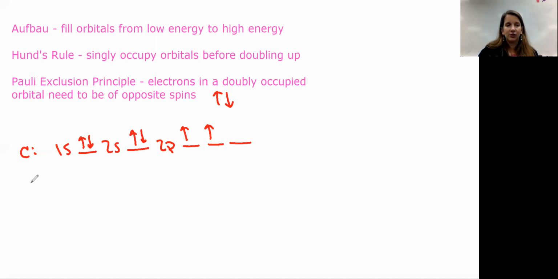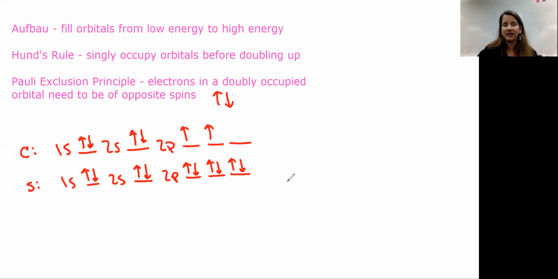When we look at sulfur, for example, sulfur is 1s2, so we have 2 arrows. It's 2s2, so we're going to have 1 up and 1 down. And then it's 2p6, 3 lines. Notice I'm going to put all of my ups first, and then I go back and fill the downs. I really encourage this practice because if you're in the practice of putting all your up arrows first, you know you're always going to follow Hund's rule and singly occupy your orbitals before doubling up.